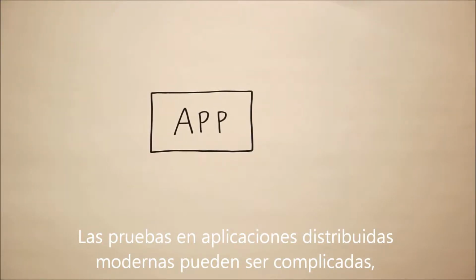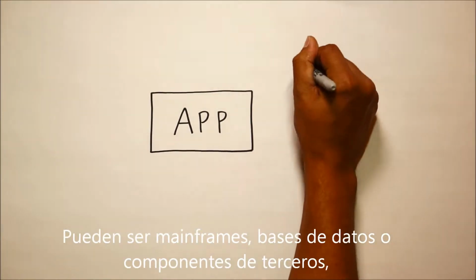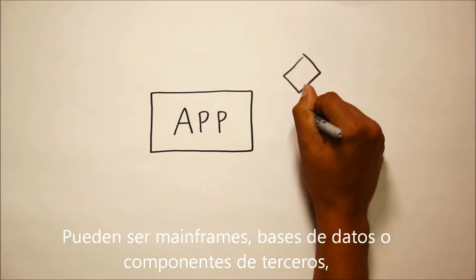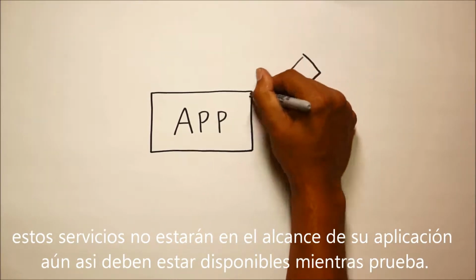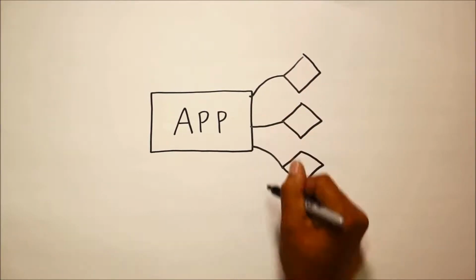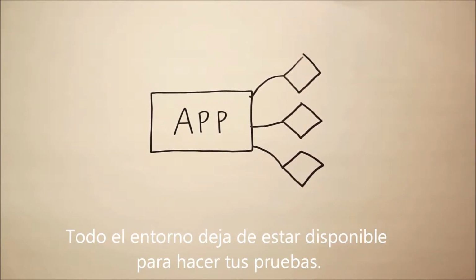Testing in modern distributed applications can be complicated because you're often dealing with back-end systems that are out of your control. They could be mainframes, databases, or third-party components. These services, while not in the scope of your application, still need to be available while testing. So what if you go to test your application and one of these pieces isn't available? Now the whole environment becomes unavailable to do your testing.